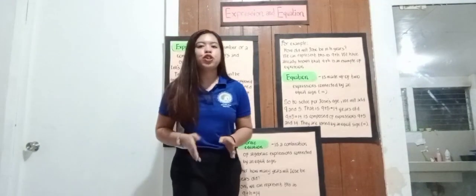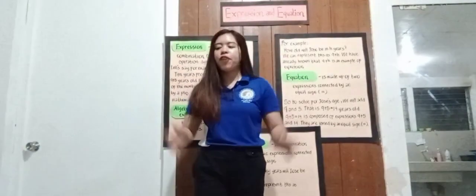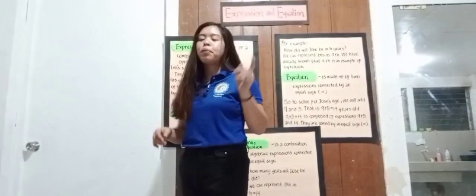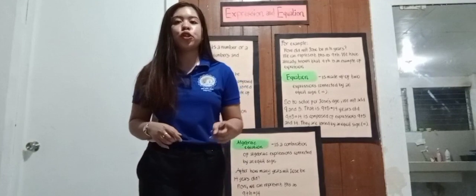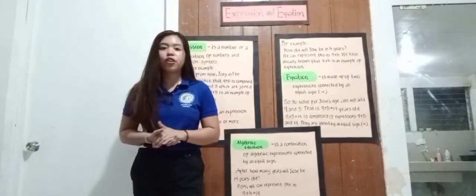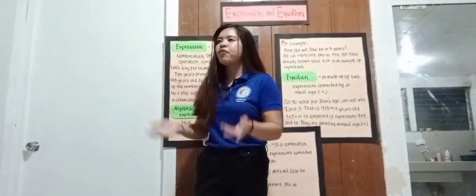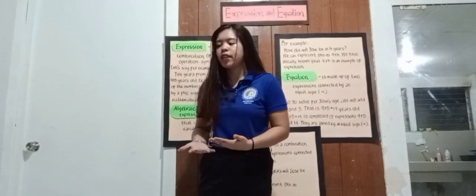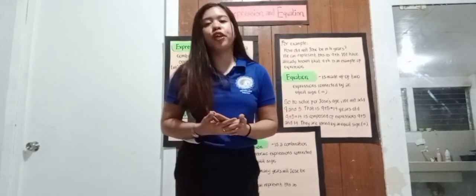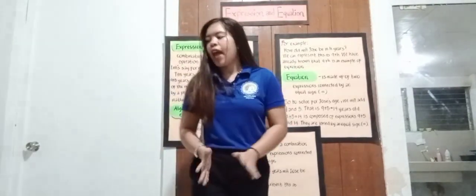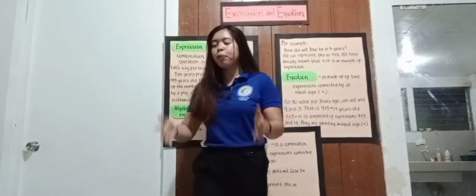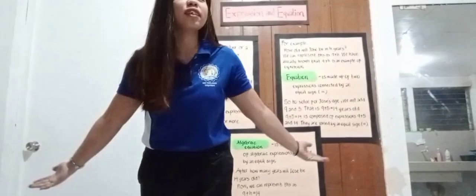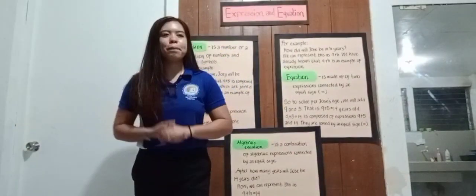Now, we will have a short activity. I will divide the class into two groups. Each group will choose a representative, and the rest of the group members will help to get the correct answer. I will provide a sentence and you will translate it into symbols, like the examples I've given earlier. The group that receives more points will be the winner. Do you understand? Very good.